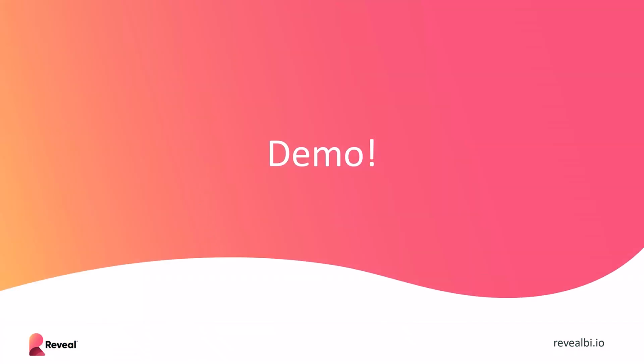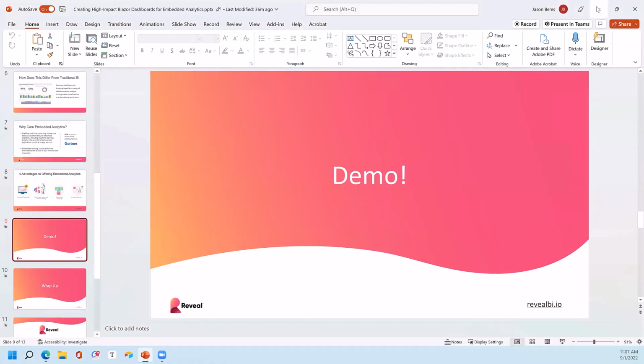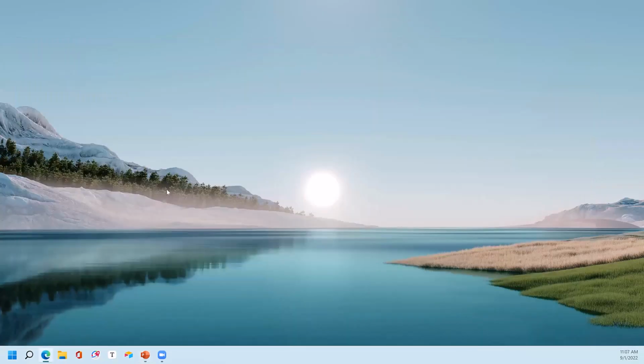So with that, let's take a look and see how this works. So this is a technical demo. We're going to be using Visual Studio. We're going to be using a Blazor client. We're going to be using our App Builder product to actually build out a UI. And we're going to use an ASP.NET Core Web API as well.